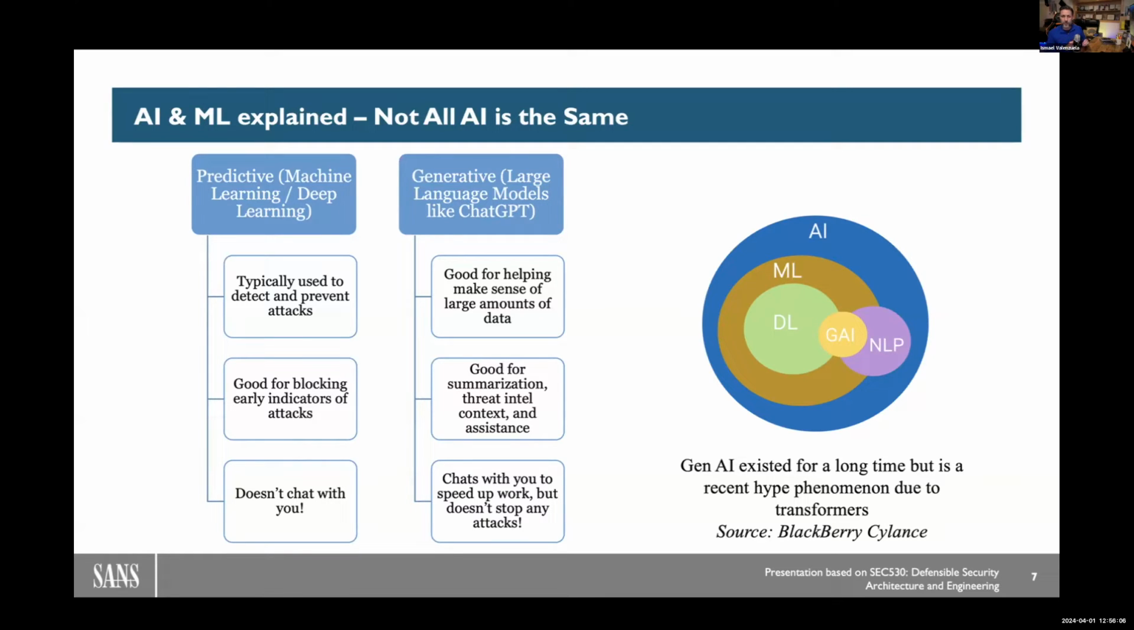So for the purposes of defensible secure architecture or zero trust, how would we use these different tools? Generative AI, this is the one that will chat with you, the ChatGPT. This is good for summarization, for threat intel context, for assistance. I'm going to do a demo of what we can do in terms of, for example, threat modeling, which is an important step in architecture and engineering. We're going to look at how these ChatGPT LLMs, large language models, can help us here.